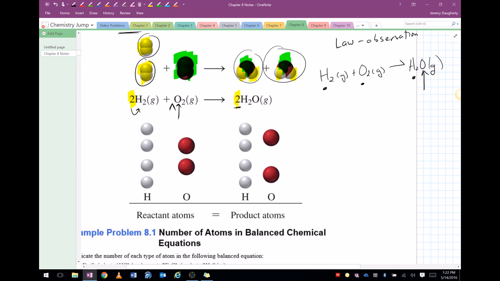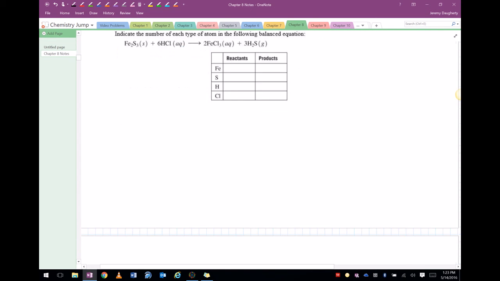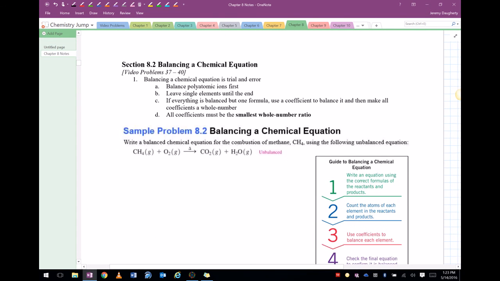All right, so here's another way to sort of show it. Now in the next section we're going to actually balance these equations, so see you there.